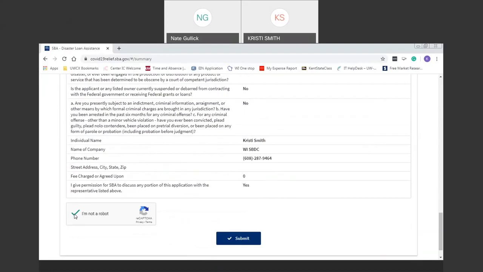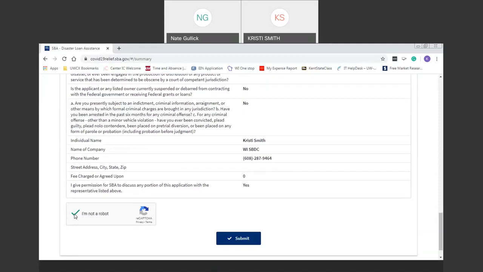Once you click submit, you're brought to a page that shows you a loan application number. It's very important to either print that page or to write down that loan application number. That is your proof and your record with the Small Business Administration of what your loan was. And if you ever need to contact the SBA for additional information or a status, you will need that loan application number.